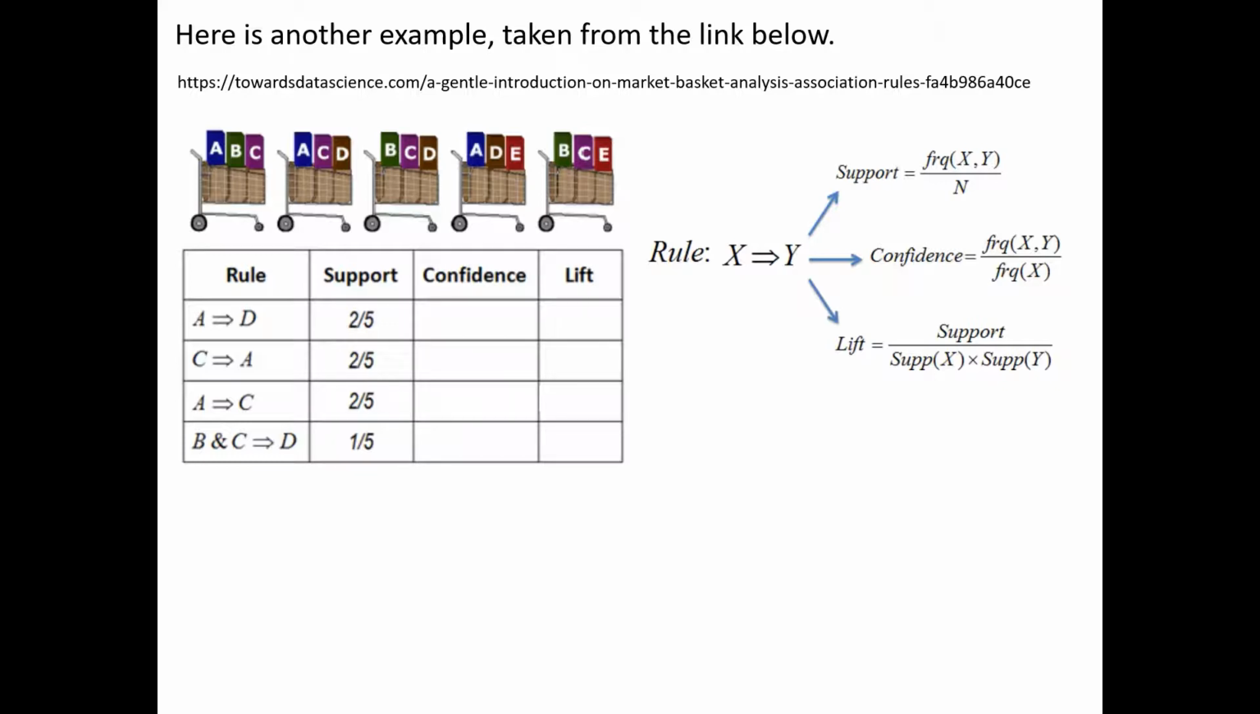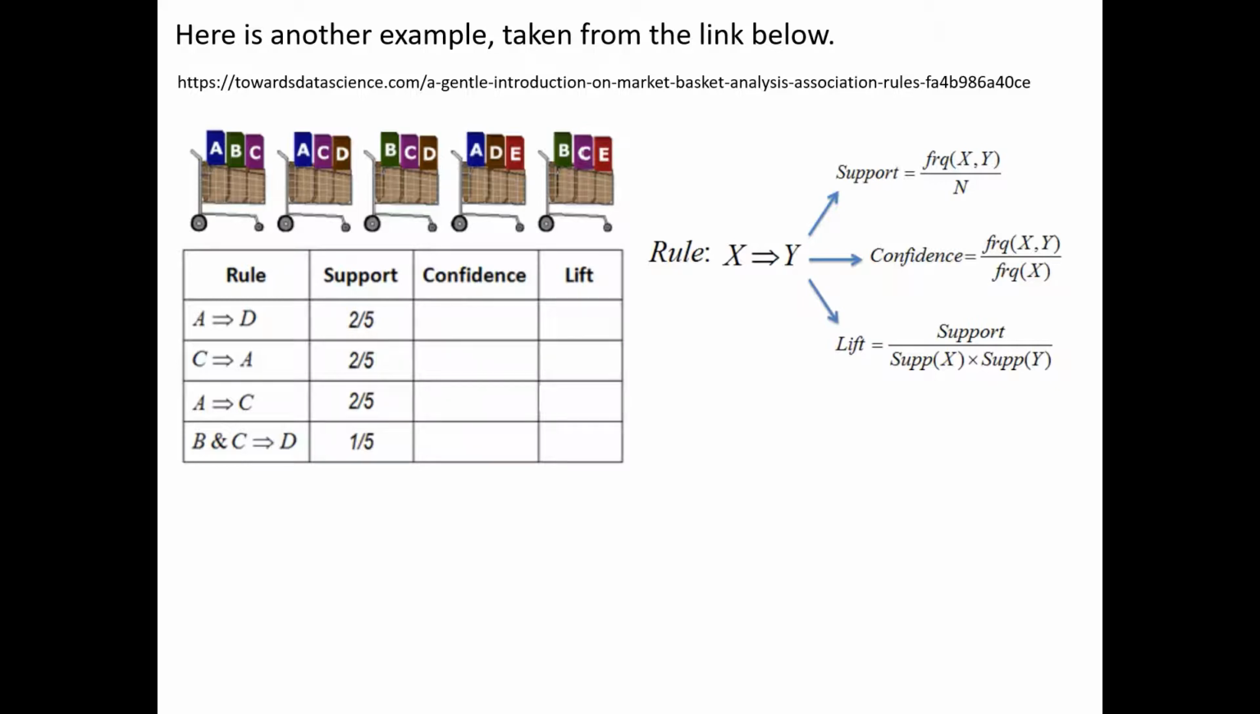Now let's look at the confidence. If you look at the formula for confidence, you see on the right that the numerator is the same for support and confidence. The difference is the denominator. Instead of the total number of transactions, it's just the frequency of how many have the first one mentioned.